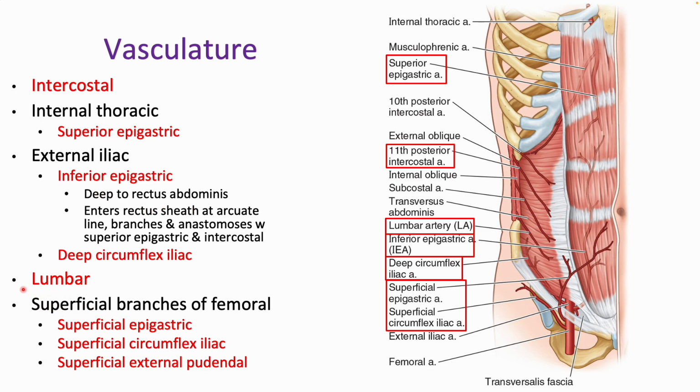Continuing, we're going to have our lumbar artery, which is going to be coming right here. And then we're going to have superficial branches of our femoral artery, which are all of these here. And that's going to be our superficial epigastric, our superficial circumflex iliac, and our superficial external pudendal. And so those are highlighted, just kind of further supplying this region down here.